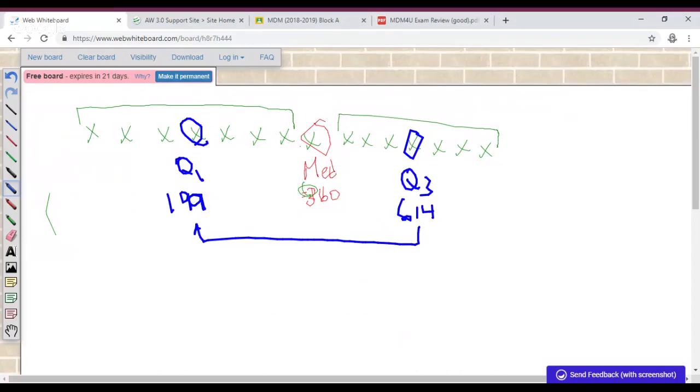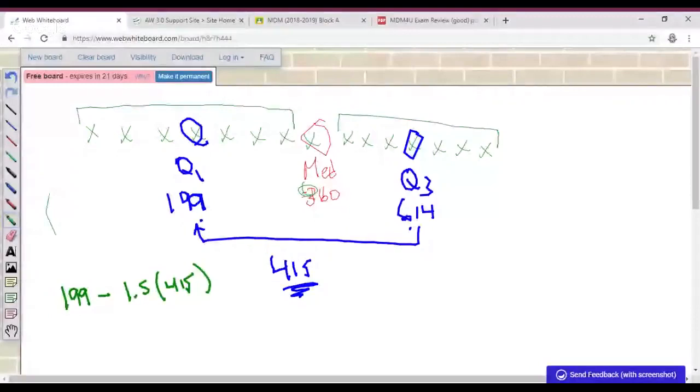If I subtract them, I will get the interquartile range, which is 415. I need this and both of these numbers to do the outlier boundary stuff. I need to do 199 minus 1.5 times 415 to see where my lower boundary is. Any number smaller than negative 423.5 is so far away from the middle of the data that it's too small. It's an outlier. There are obviously no outliers on that side.